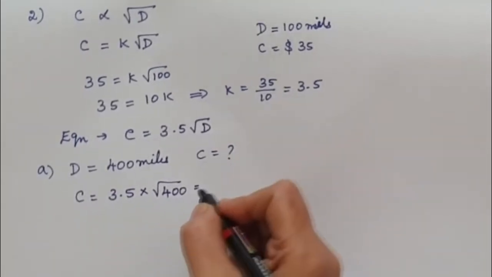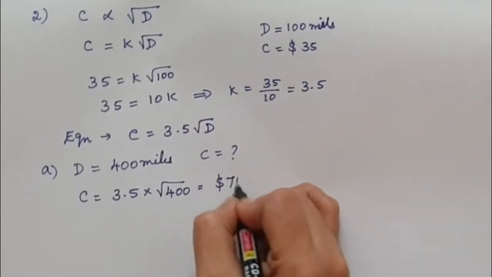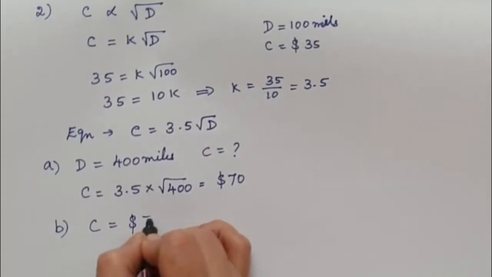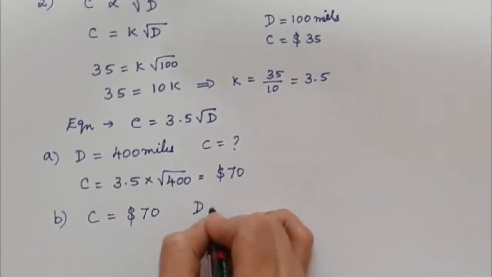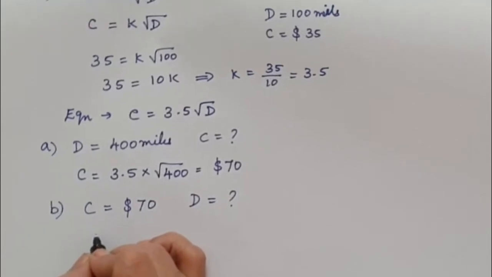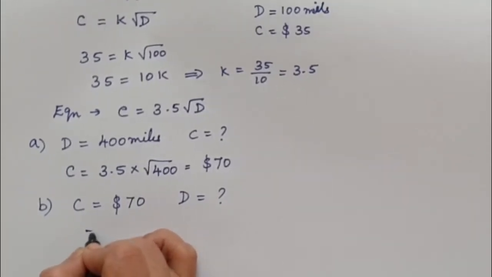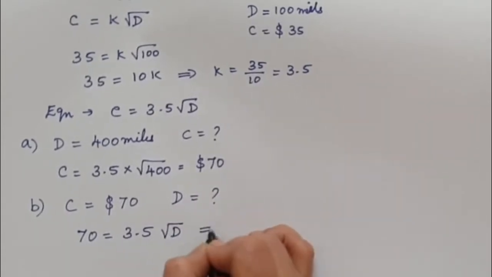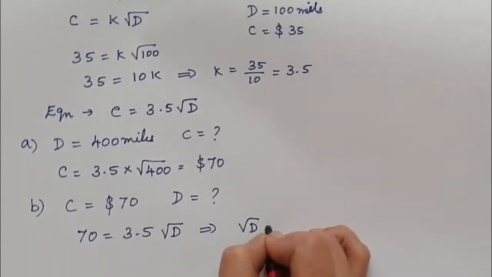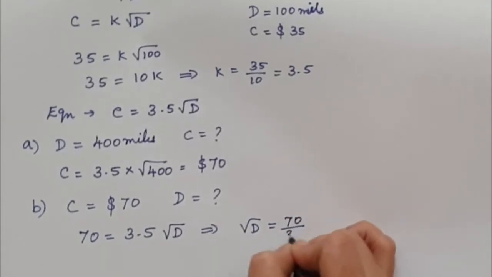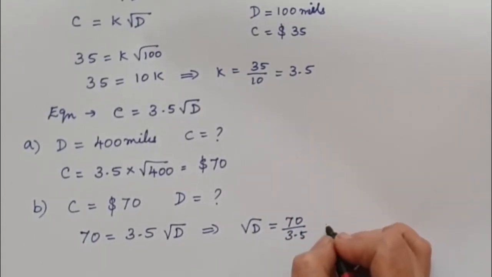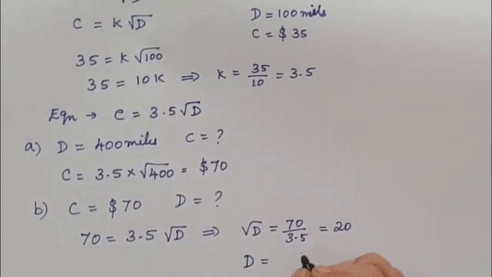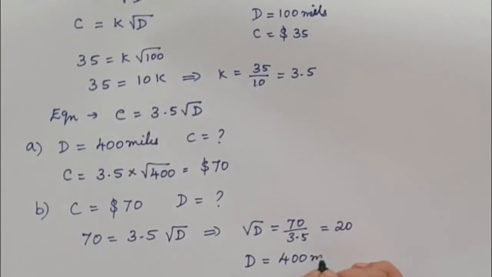When we calculate this, we get it as $70. Now our B part, C is given as $70 and we need to calculate the distance. So 70 will be equal to 3.5 into square root of D. So square root of D will be equal to 70 divided by 3.5, which will be equal to 20. So D will be equal to, squaring on both sides, 400 miles.